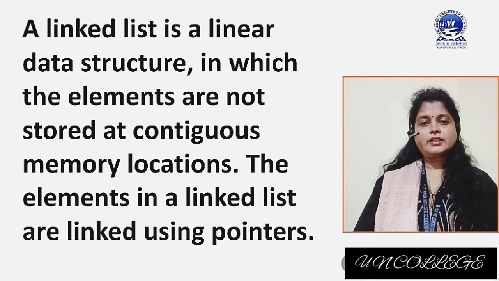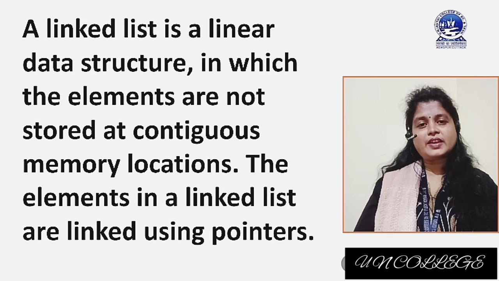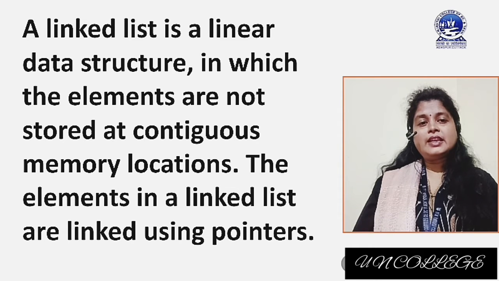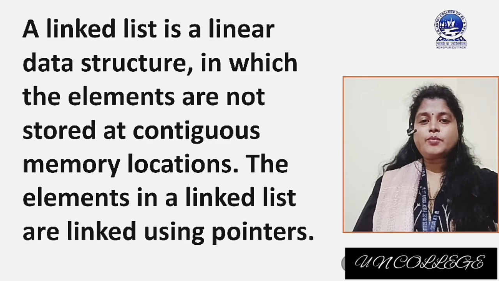Now we will start the discussion of what is the meaning of a linked list. A linked list is a linear data structure in which the elements are not stored at contiguous memory locations. Actually, a linked list is very similar to an array, but the difference is that an array implements static memory allocation, whereas in a linked list dynamic memory allocation is used, and that's why it is more effective. The second difference is that in an array all the elements are present in contiguous memory locations, which is not the case in a linked list. The elements in a linked list are linked using pointers.